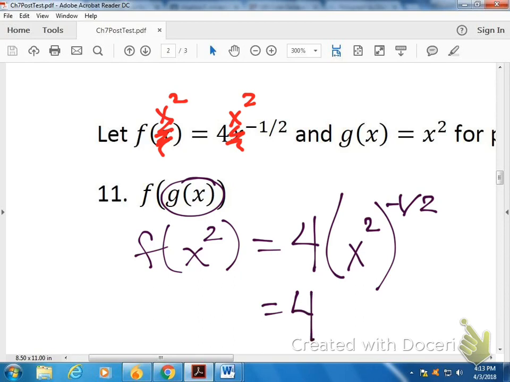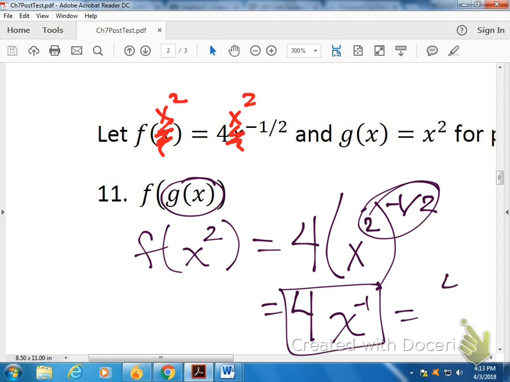which means you're taking 4 times, notice how the 4 is not in parentheses. So it's just x squared, or 2 times negative 1/2. When you multiply these powers, you get negative 1. So either we could stop here, or we could stop here.